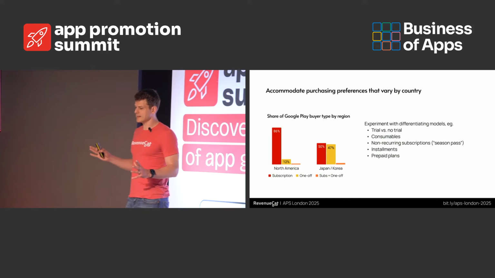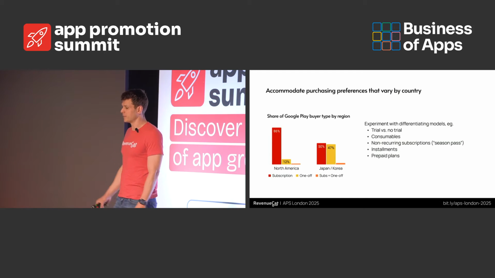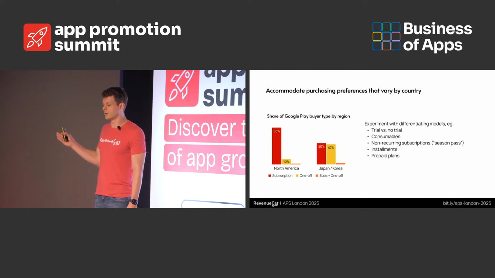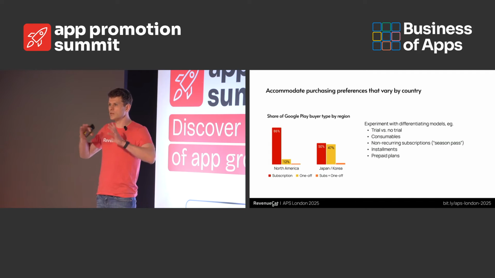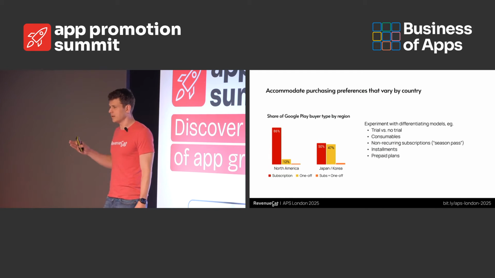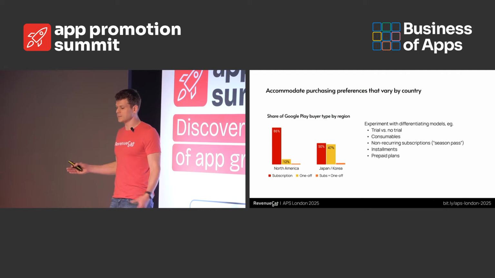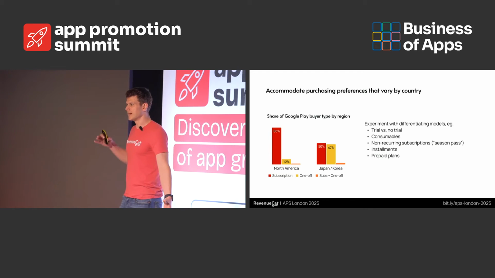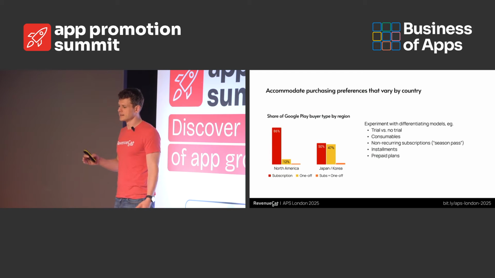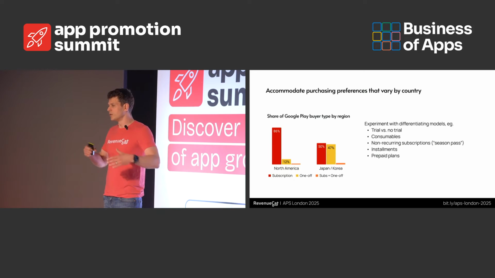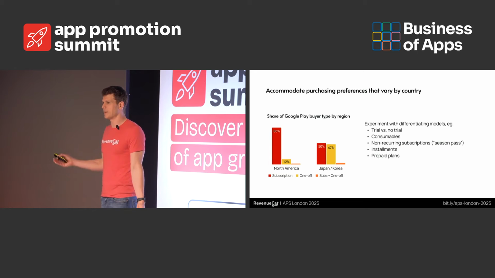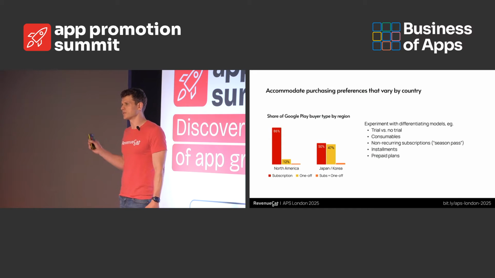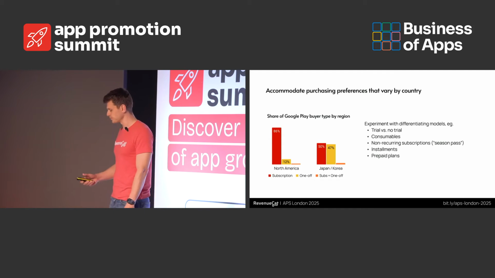But it's not only pricing; there are also different purchasing preferences that vary by country. Here's a very interesting chart from Google Play showing what people buy. You see North America, which is a very important market for many subscription-based apps, is almost purely subscription. But if you look at East Asia, Japan, Korea, you see that one-off purchases, individual purchases, and consumables are much more prevalent. So they're really thinking about whether they can offer different models for different markets: trials versus no trials, consumables, non-recurring subscriptions, installments, prepaid plans, and really figuring out what works for the different markets and the different purchasing preferences.